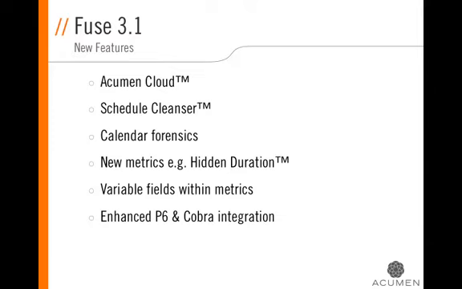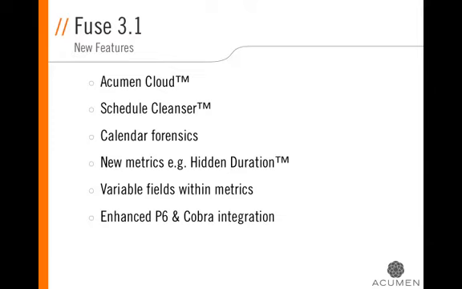One of the key headline items is the introduction of Acumen Cloud, a free subscription model included with Fuse that now provides the ability for you as the end user to not only score the quality of your project using the schedule index, but more importantly now the ability to actually benchmark and rank the quality of your project against other similar nature projects around the world.